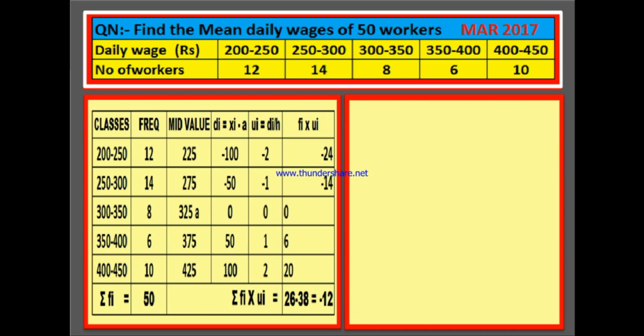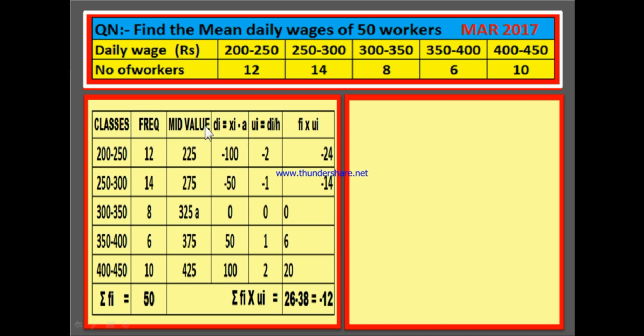If at all you use direct method, then you have to multiply these two values, 12 into 225, 14 into 275, 8 into 325. You may get big values, large numbers here. After getting these values, you have to add them up so that you will get a sum in thousands or 10,000s or lakhs. Later you have to divide by 50. It will be to some extent difficult. Therefore, we adopted step deviation method here.